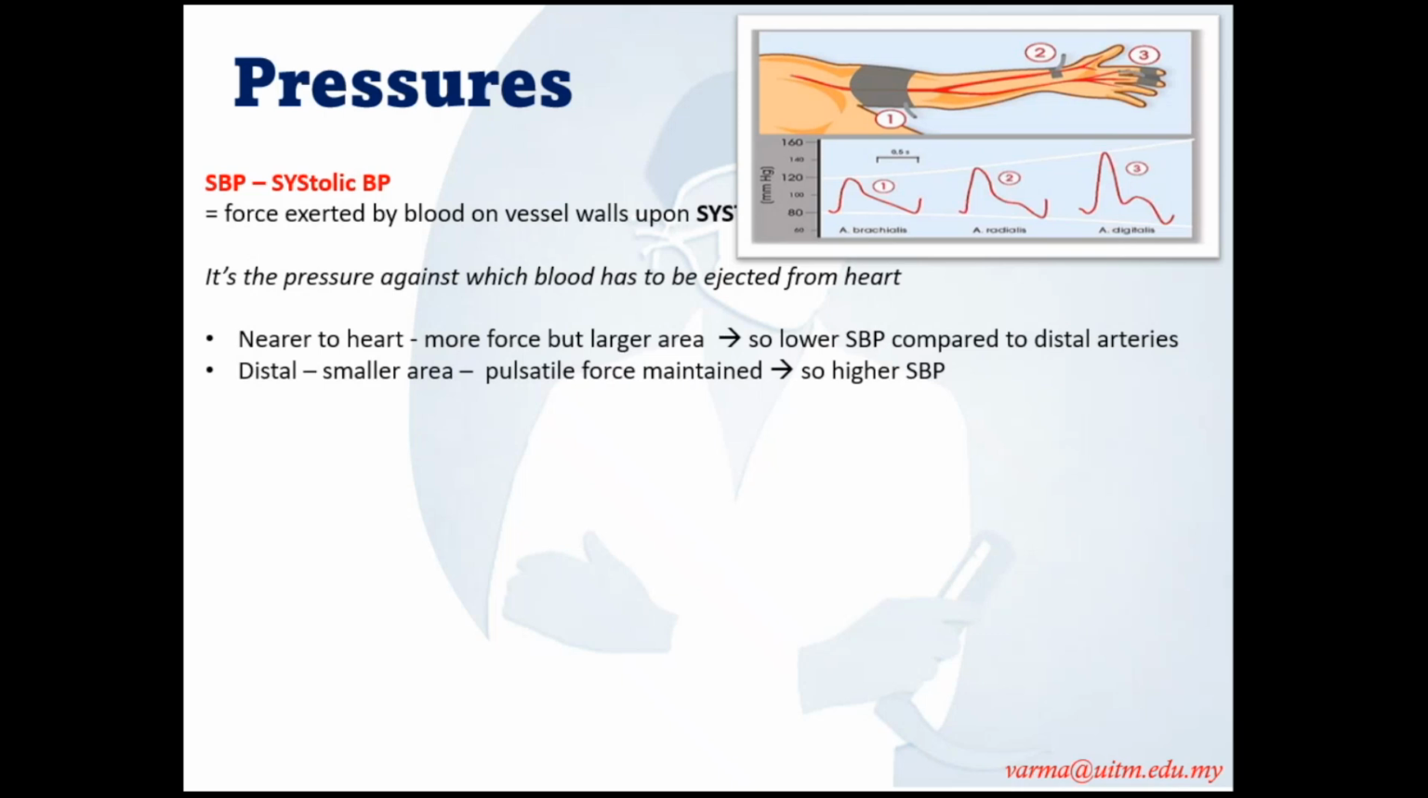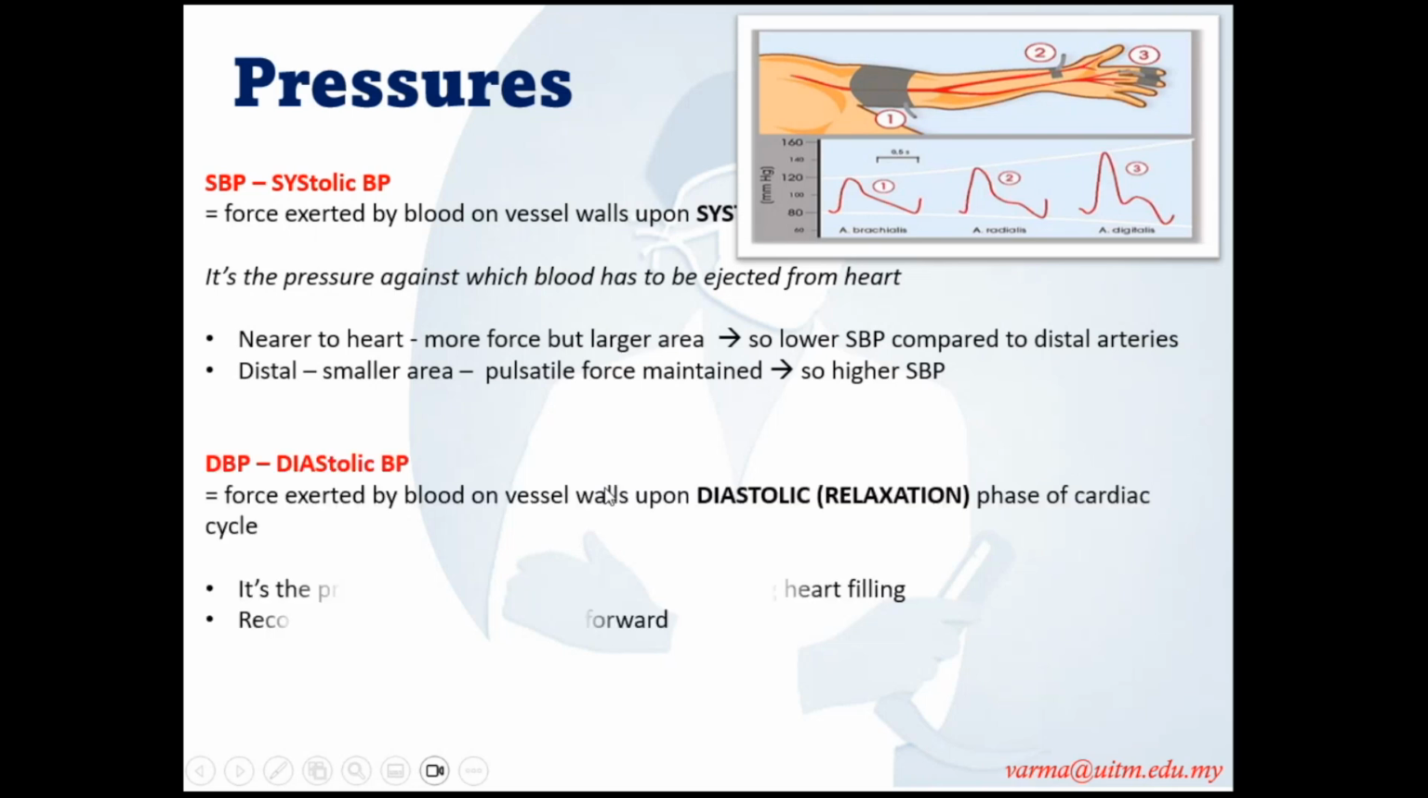But as we go distal and distal, our blood vessel gets smaller and smaller. So the area becomes significantly lesser. Pressure is equivalent to force over area. Force is somehow maintained, but the area becomes smaller and smaller. So what happened to the pressure? Pressure increases. So systolic blood pressure is high. That is the reason your systolic blood pressure is high when you go distal and distal, compared to your upper body and lower body, if you measure your blood pressure as well.